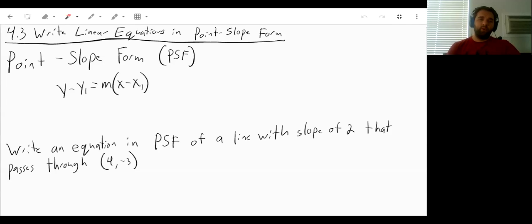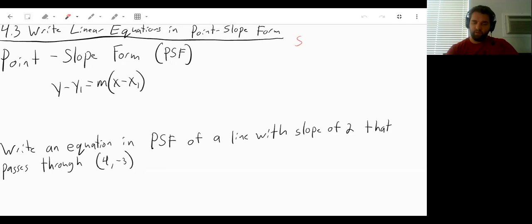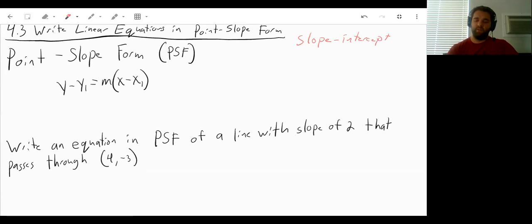So welcome to section 4.3, writing linear equations in point-slope form. Now, the first thing I want to make sure I let you know is that point-slope form is another form of a line. It's no better or worse than slope-intercept form, it just tells you different information. Because slope-intercept form tells you two pieces of information, the slope, which we called m, and the y-intercept, which we called b.